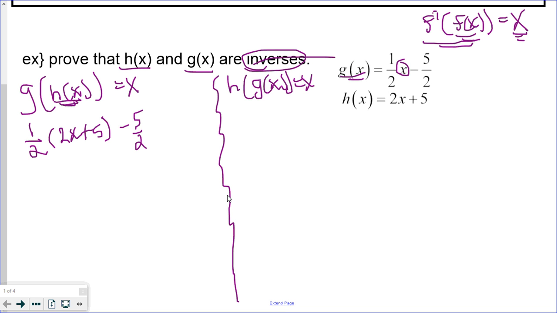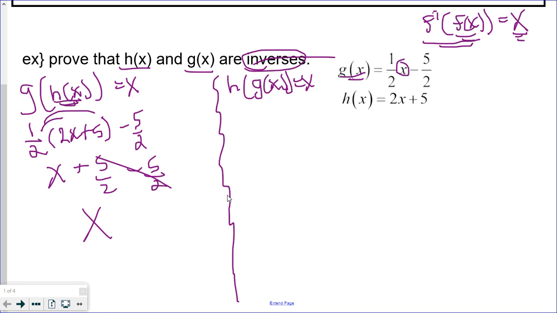Now we simplify it. And it should simplify down to x to prove that these are inverses of each other. So we're going to distribute the 1/2. 1/2 and 2x becomes x. 1/2 and 5 becomes 5/2. I think this is a pretty simple little simplification, right? 5/2 and negative 5/2 cancel out, and we're left with x. So far, we're good.